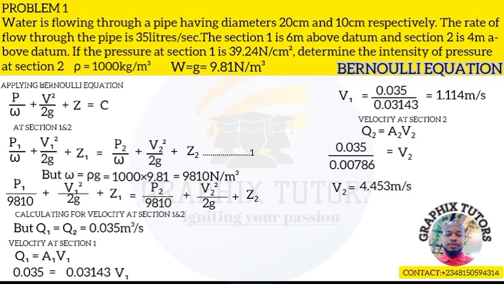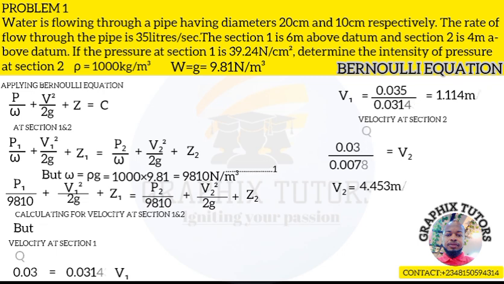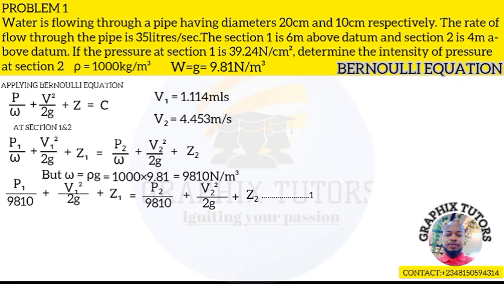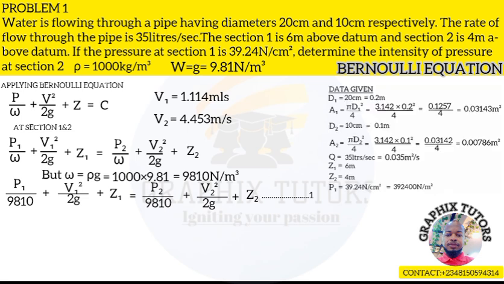Now you put all the parameters that will fit into equation 1. And what is equation 1? This is our equation 1 here, right? It says P sub 1 over 9,810 plus V sub 1 square over 2G plus Z1 equals P2 over 9,810 plus V2 square over 2G plus Z2. That's my equation 1.